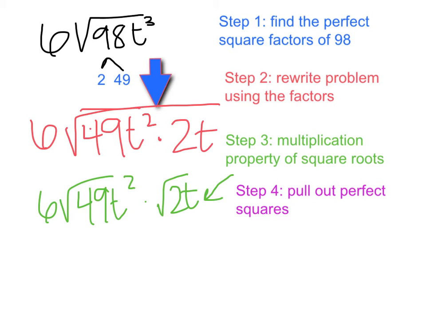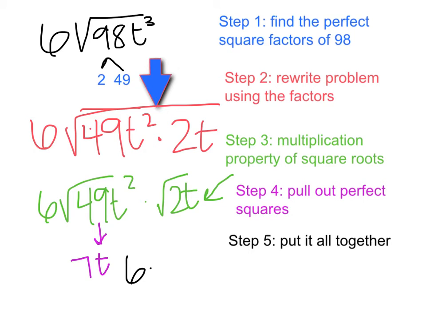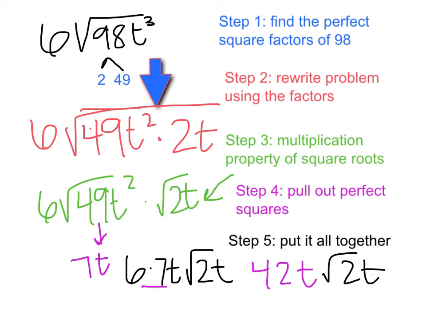Now we pull out our perfect squares from root 49t squared. We pull out 7t because the square root of 49 is 7 and the square root of t squared is t. So now we have 6 times 7t root 2t, since we couldn't simplify it any further, and 6 times 7t gives us 42t root 2t. And that is our answer.